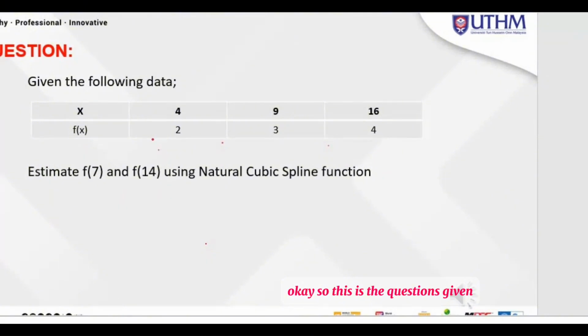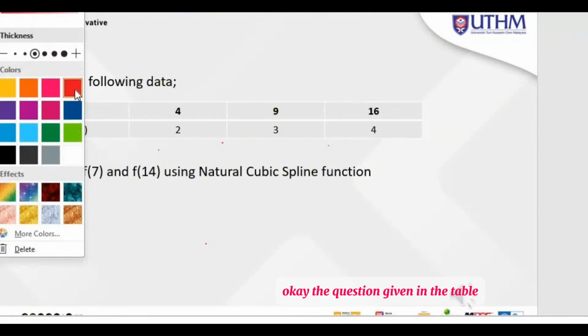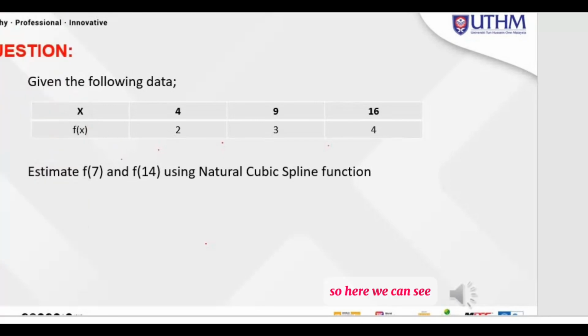Okay, so this is the question given. The question is given in the table. Here we can see they give you the value of x and also the value of f(x). So you need to estimate or approximate f(7) and also f(14).